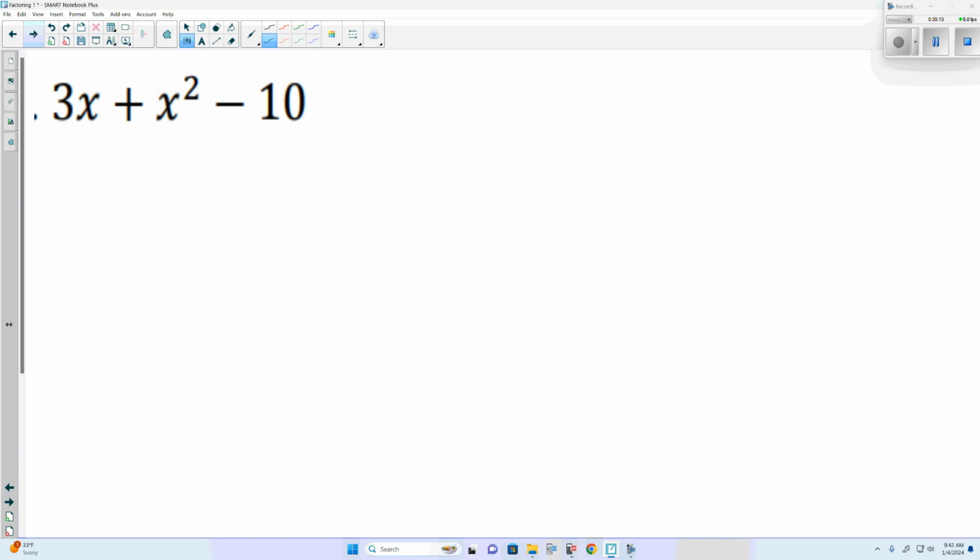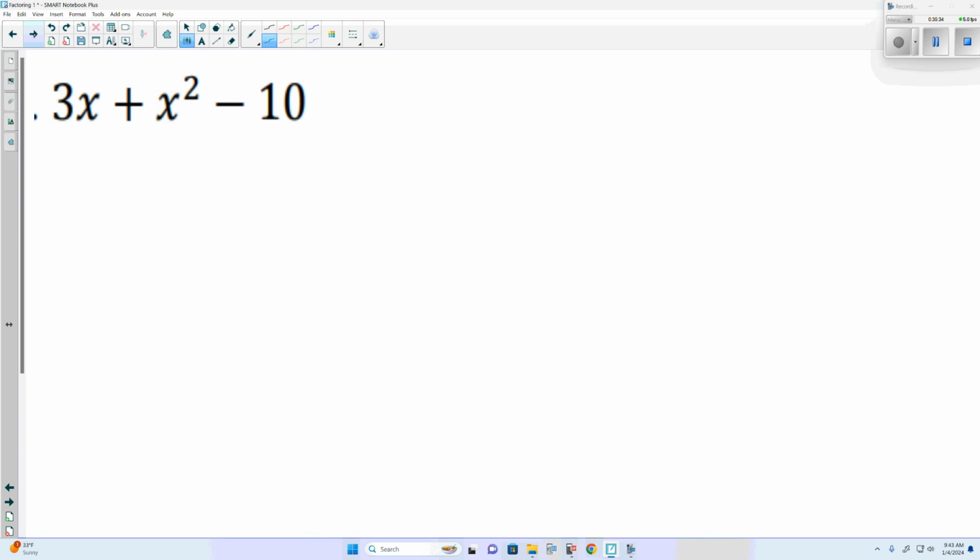I do want to look at 2 more. I want to look at this one here for sure. Actually, we'll look at 3 more. This one, the one after it, and the last one. The last one's going to take the least amount of time for all these. 3x plus x squared minus 10.